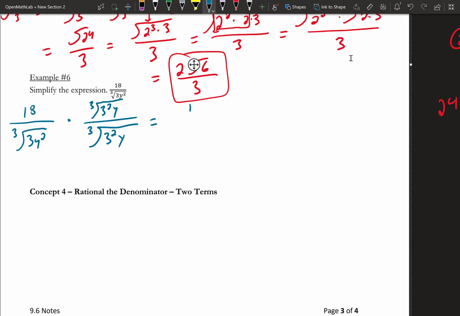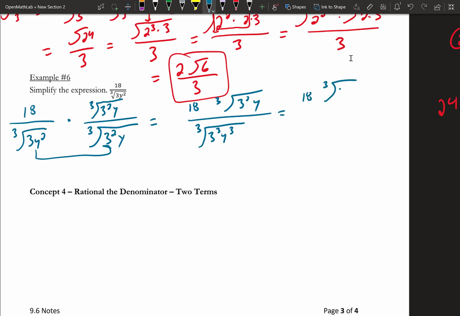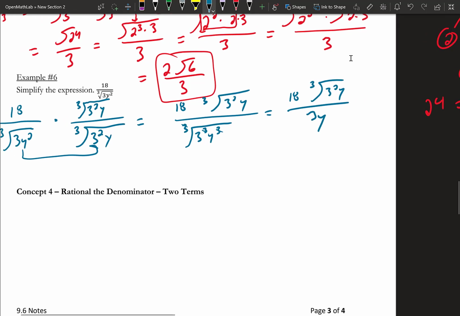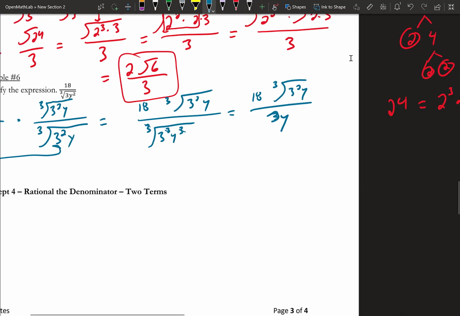So this becomes 18 times the cubic root of 3 squared times y, all divided by the cubed root of, and then you multiply these together, right? So that gives me 3 cubed y cubed. So then this becomes 18 times the cubic root of 3 squared y, all divided by, and these 3's will all cancel out, right? We're left with just 3y in the denominator, because I have the cubed root of some things cubed.